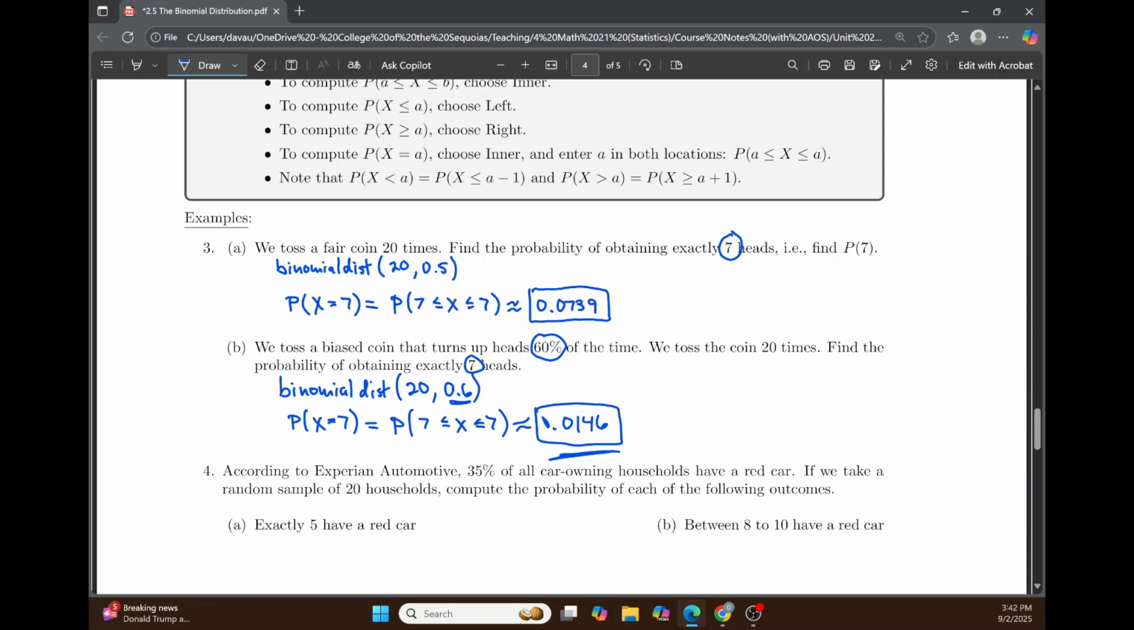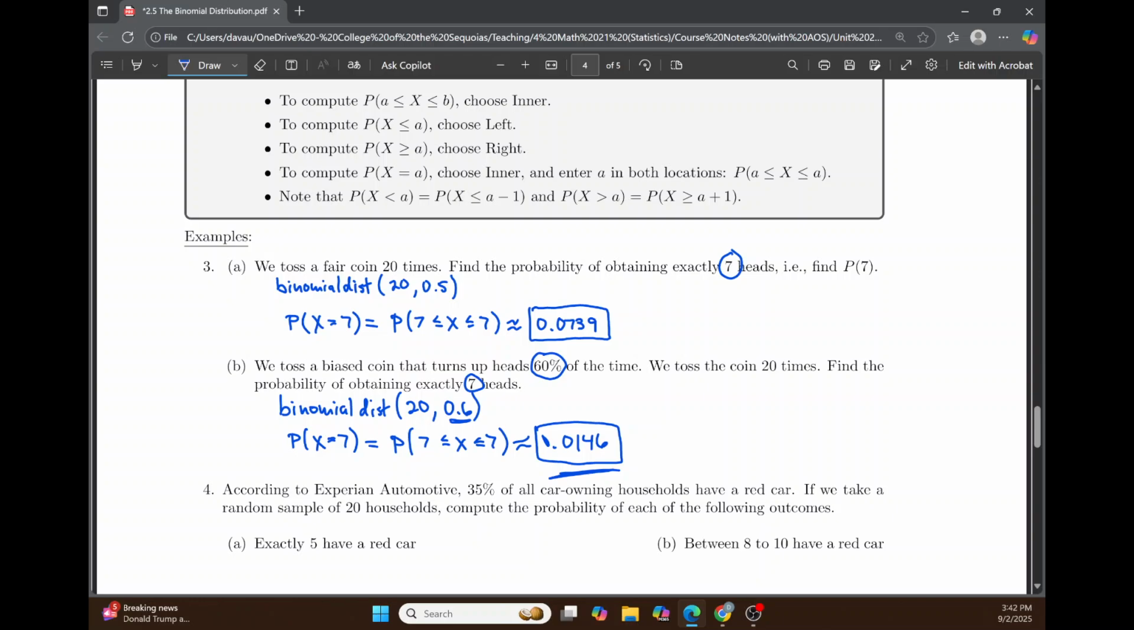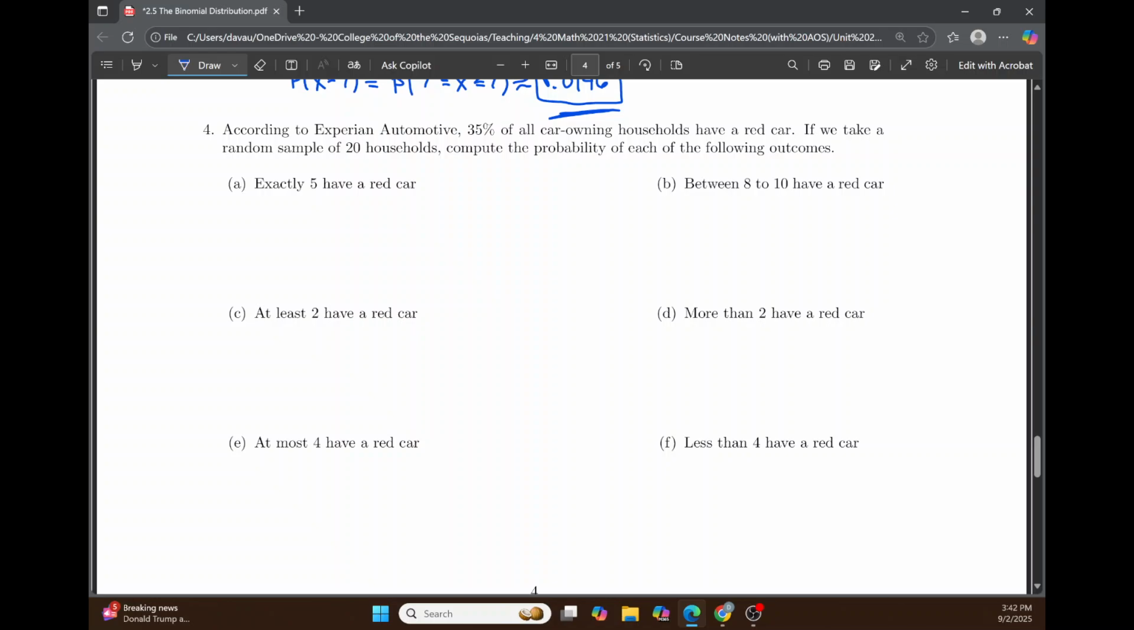Let me walk you through several more examples just to show you the differences between the different options that are available to you when you go to compute a binomial probability in Desmos. So number 4 here says, according to Experian Automotive, 35% of all car-owning households have a red car. If we take a random sample of 20 households, compute the probability of each of the following outcomes. Okay, part A wants us to compute the probability that exactly 5 households have a red car.